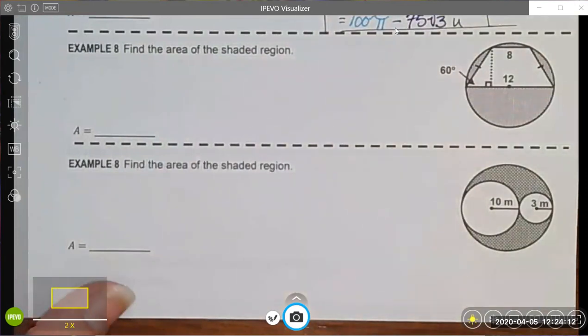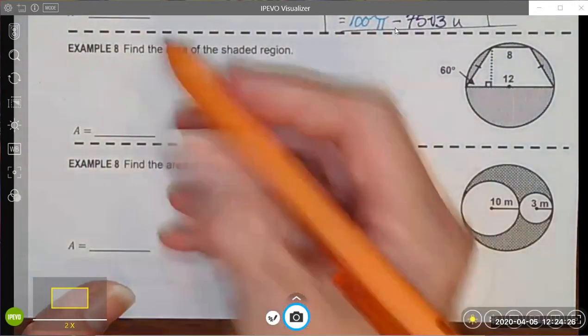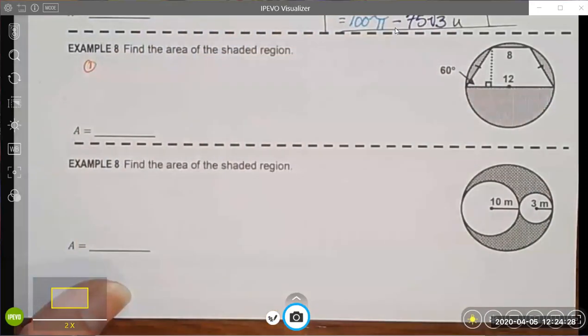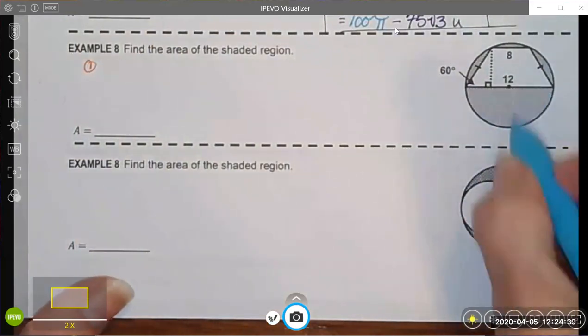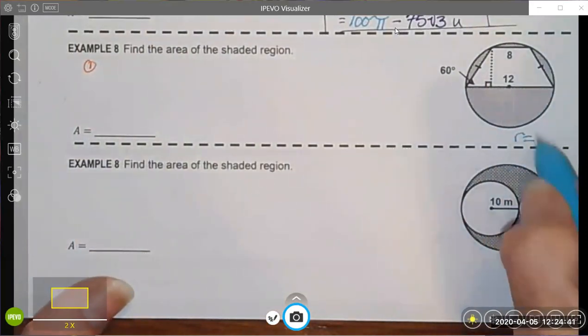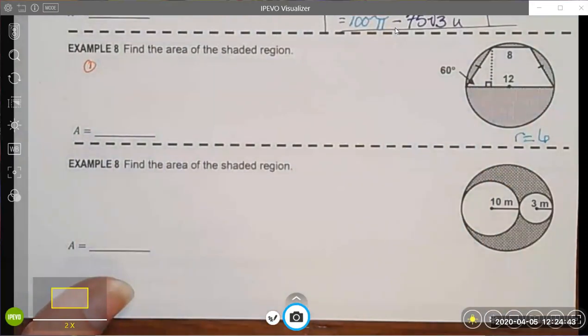To find the area of the region in example 8, I'm going to need to find the area of the circle and subtract the area of the trapezoid. Finding the area of my circle, step 1, is fairly simple because I was again given a diameter. I remember that the radius of my circle is half the diameter, so my radius is half of 12 or 6 units.